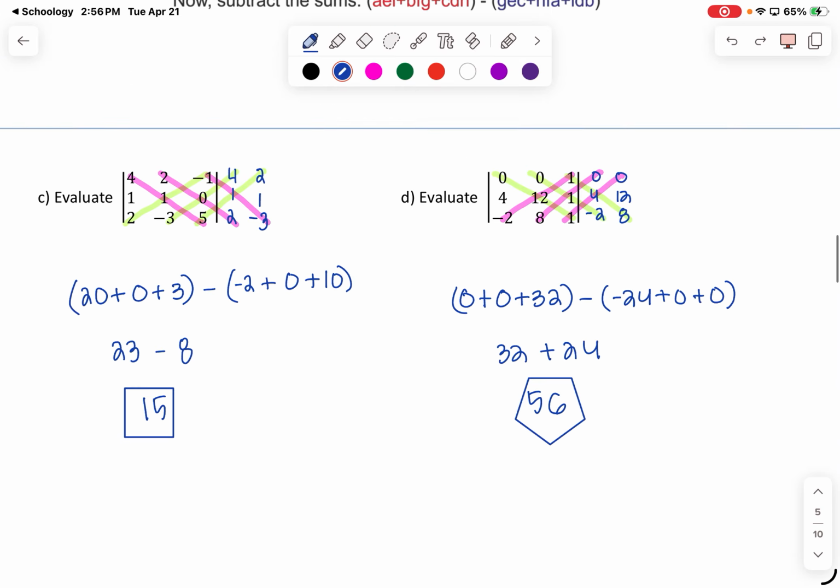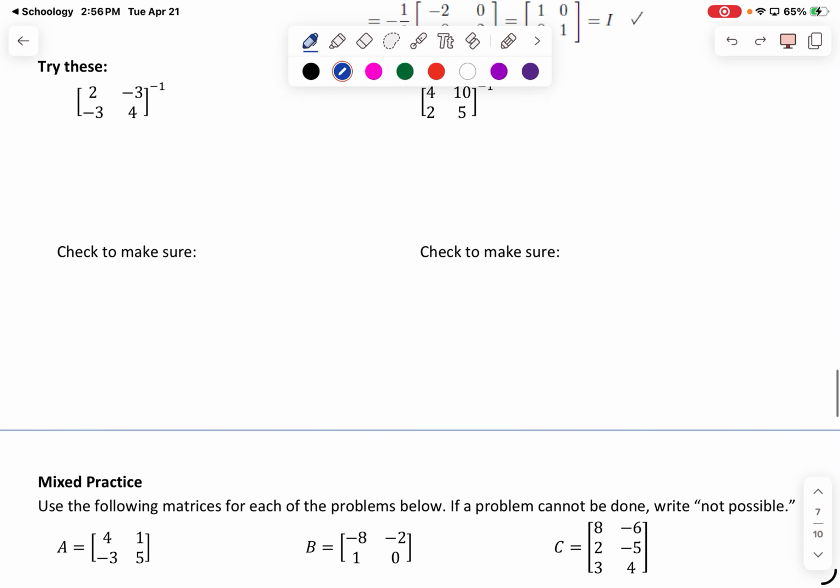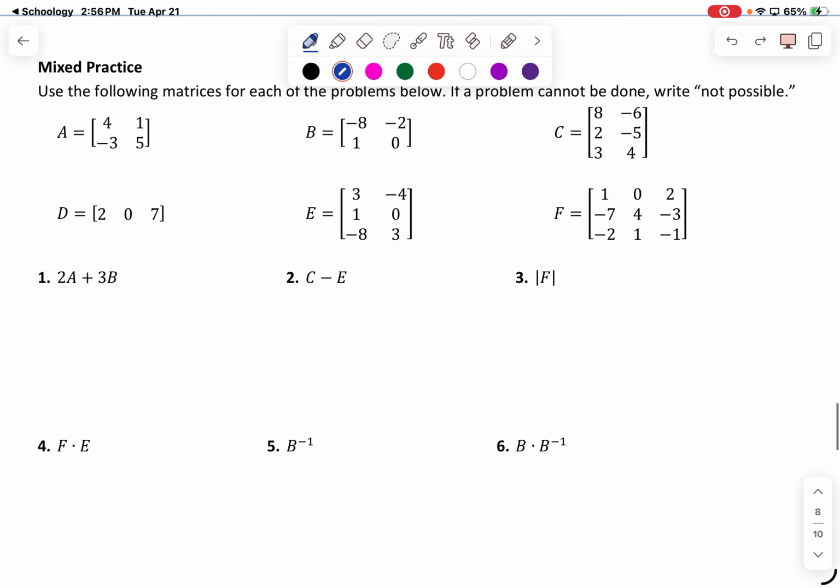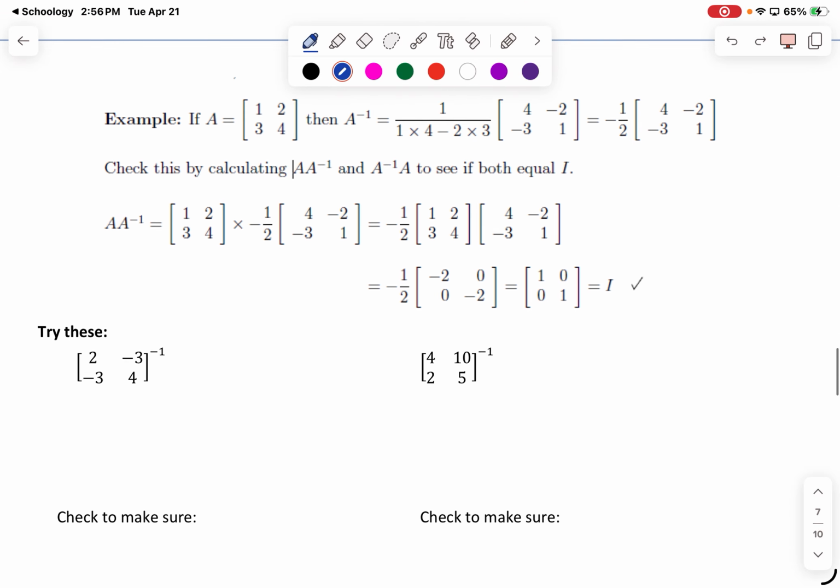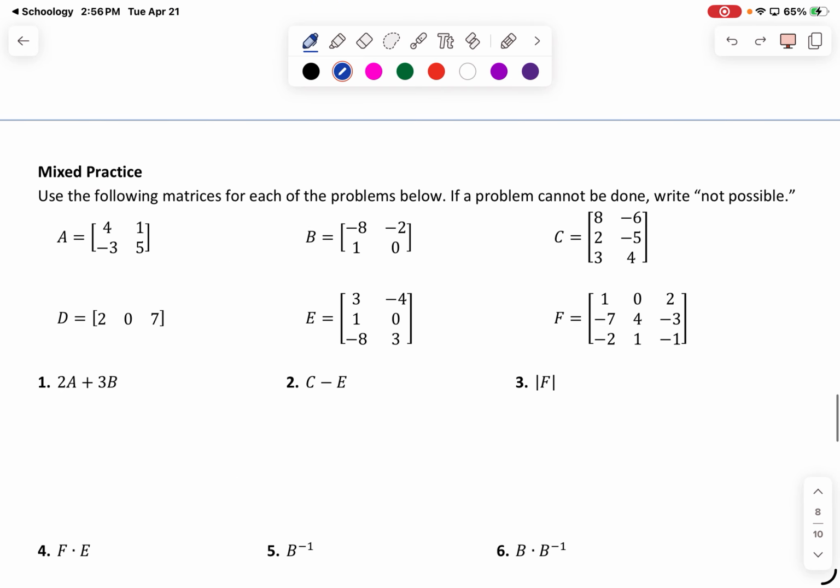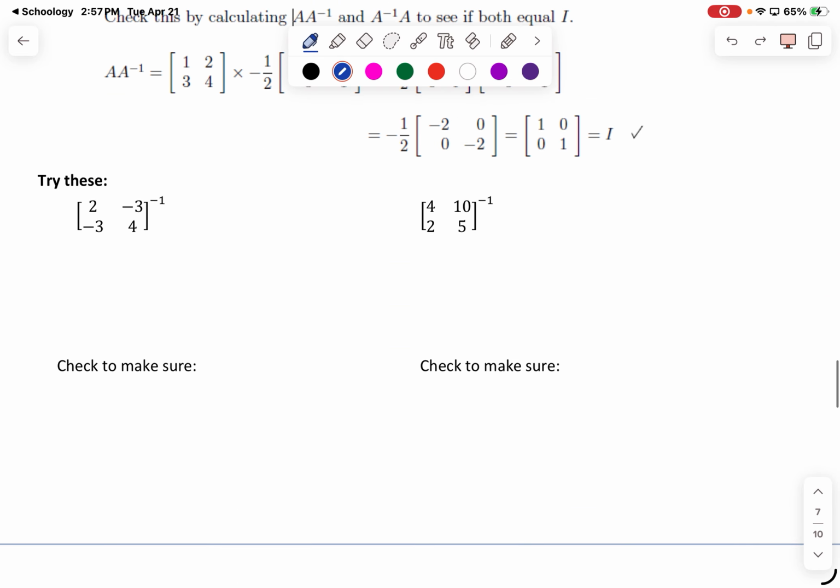All right, so how many do I have to do here? 2, and then there's just mixed practice that you can check with the answer key that I haven't done yet, but I will do it and then put my answers in the answer key so you can check it.